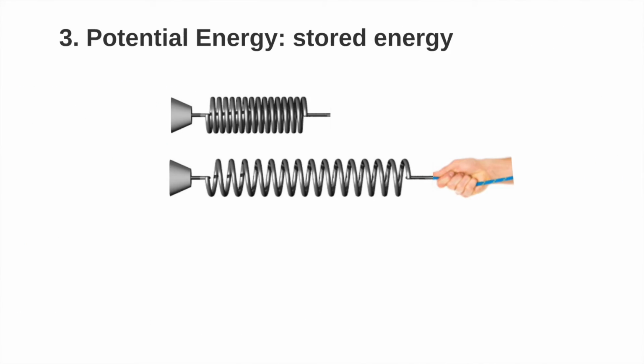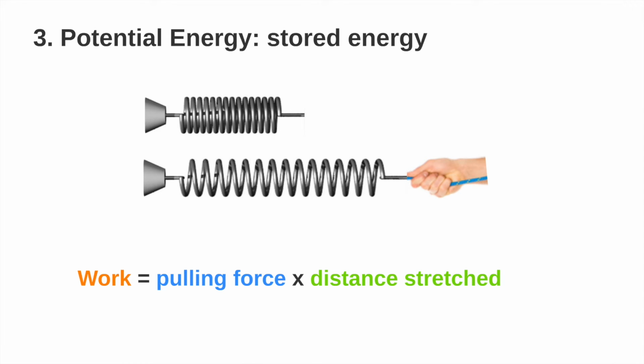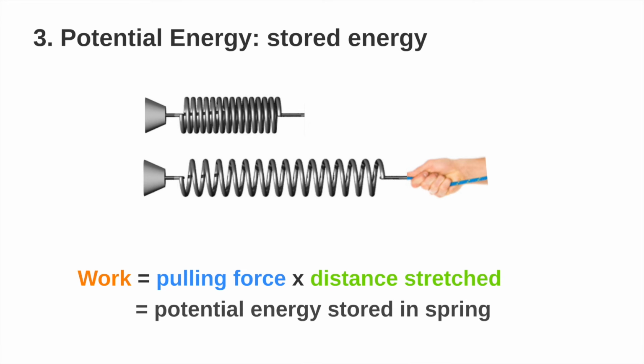Another way of converting work into potential energy is to pull a spring. The work is the force used to pull the spring times the distance that the spring is stretched. The stretched spring stores the work energy as spring potential energy.